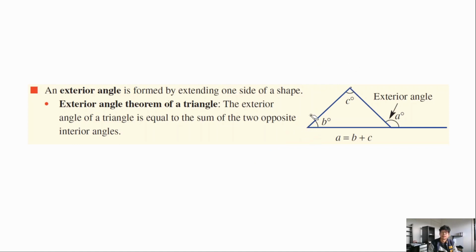Alright, now moving on to the exterior angle theorem. The exterior angle theorem of a triangle states that the exterior angle of a triangle is equal to the sum of the two opposite interior angles. So this states that this exterior angle is equal to C plus B. If we had that line here, it will be that exterior angle equals that plus that. Alright, so let's just pause the video here and write this down into our books.